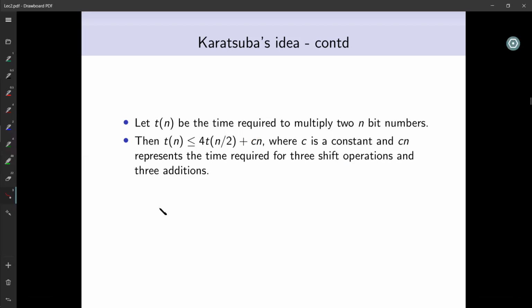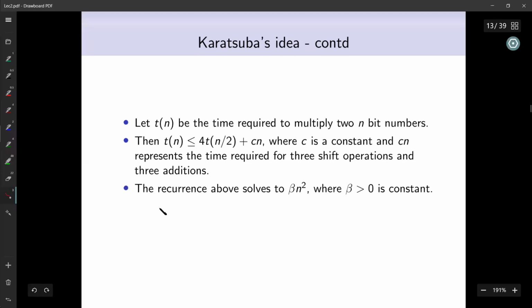If you solve this recurrence, it solves to some beta times n square. Beta is some constant again. You might get frustrated that I'm putting the constants under the carpet. It's not really important at the moment. So let's not worry about the exact constants here. You might be able to optimize on it and so on. Let's not worry. In the next lecture, I'll soon tell why we can ignore the constants.